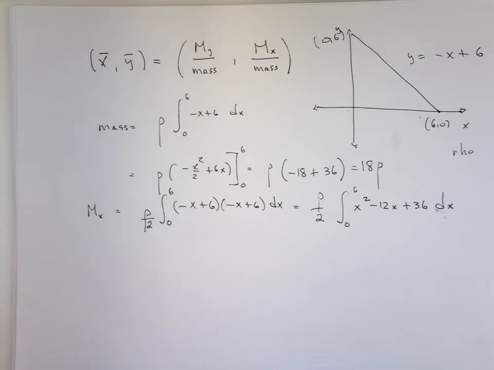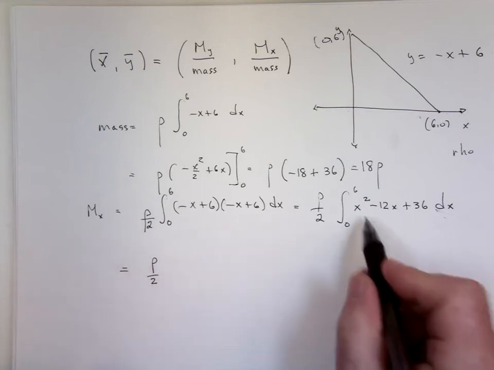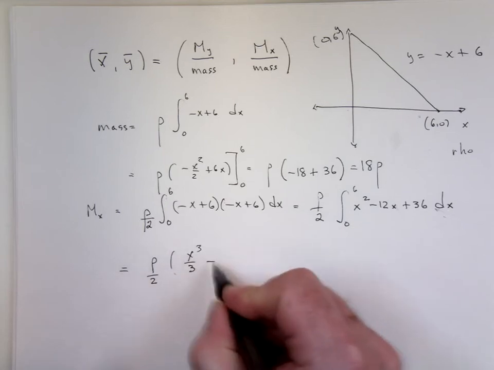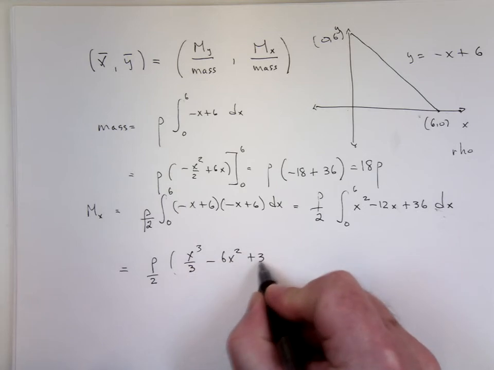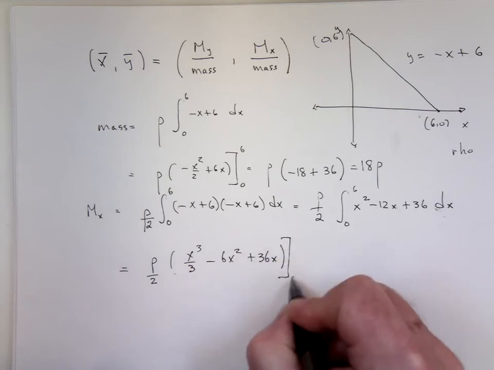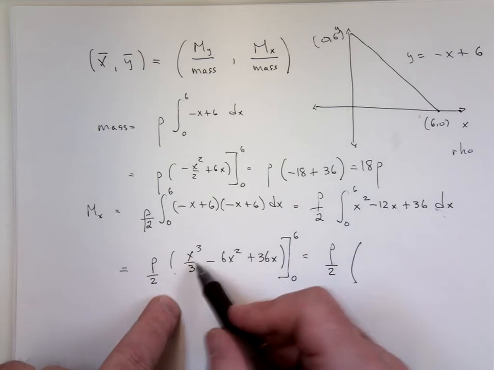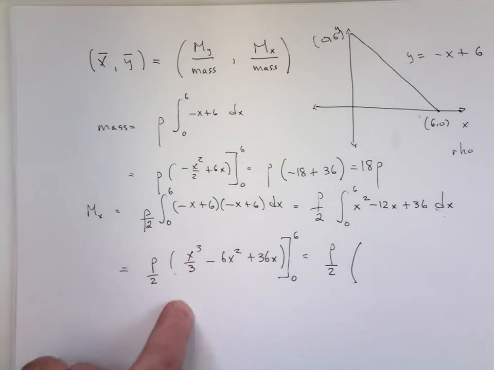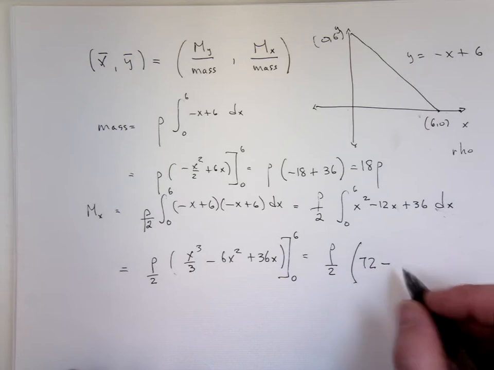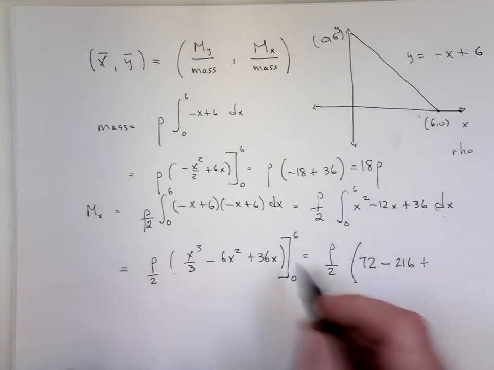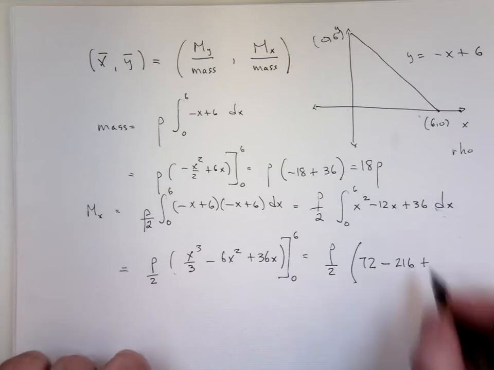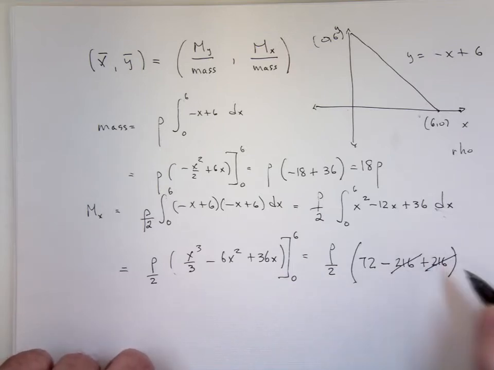All right, so we got rho over 2. Integrate it: x cubed over 3, 12x squared over 2, 36x, zero to 6. We got rho over 2, 6 cubed, 216 over 3, 72, minus 6 squared times 6, 36 times 6, 216, plus 36 times 6, 216. Wow, pretty cool. We end up with 36 rho.